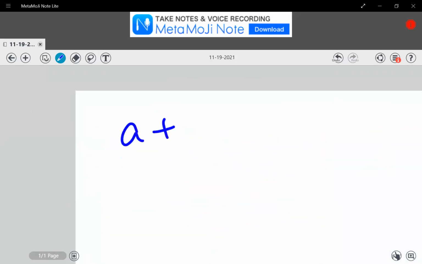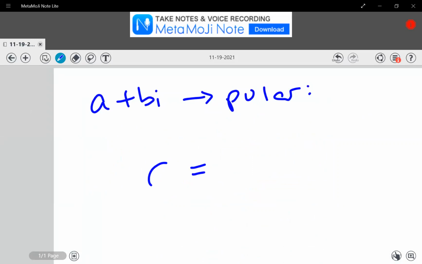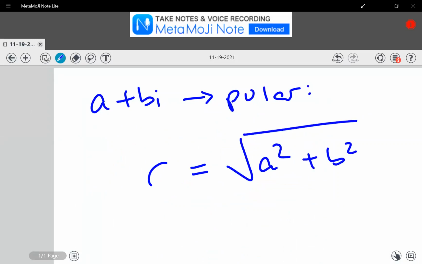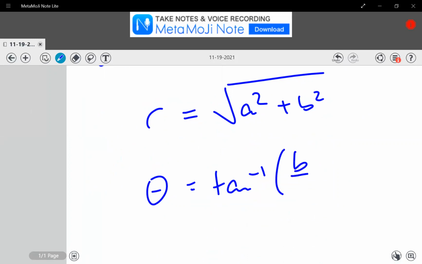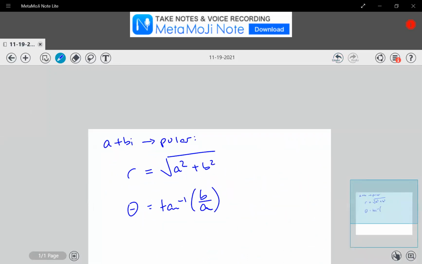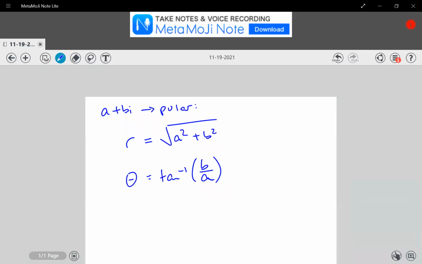If we got A plus Bi and we want it in polar, well, just have to do r is equal to the square root of a squared plus b squared. And theta equals tangent minus 1 of, I think it should be b over a. Yeah, b over a. Feel free to go ahead and take a screenshot. All right.